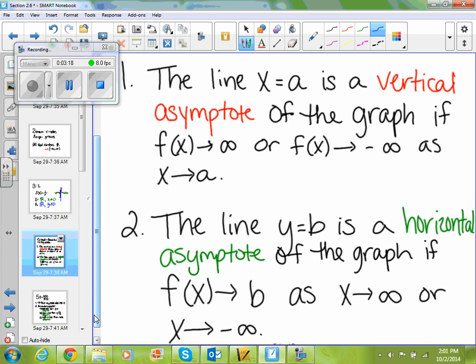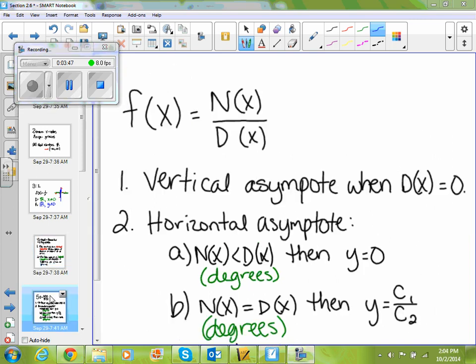Okay, if the graph has a horizontal asymptote, then the line y equals b is a horizontal asymptote of the graph if f of x approaches b as x approaches infinity or x approaches negative infinity. Okay, so let's look at how we actually find those asymptotes.